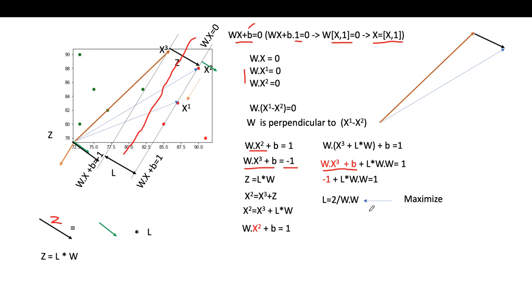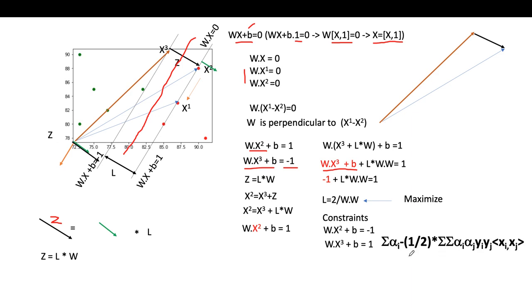Okay, so we take the inverse and we can consider this as a minimization problem with these constraints, that wx2 plus b equals minus 1 and wx3 plus b equals 1. We can take some characteristic variables and convert this into a single equation and apply some calculus to solve this minimization problem using a Lagrangian, and we get this final equation. Alpha is the Lagrangian, and this is half of the summation of alpha i alpha j yi yj and the dot product of xi xj.